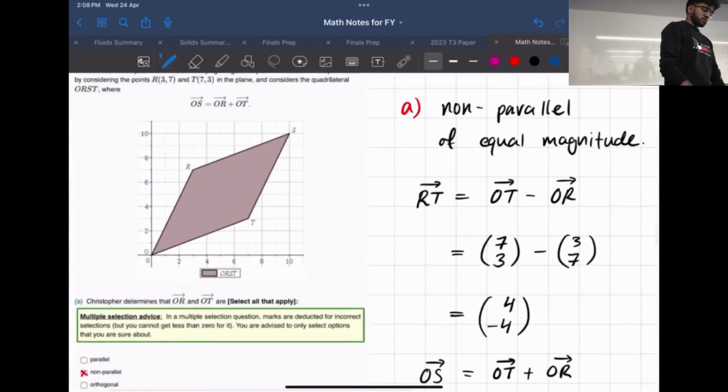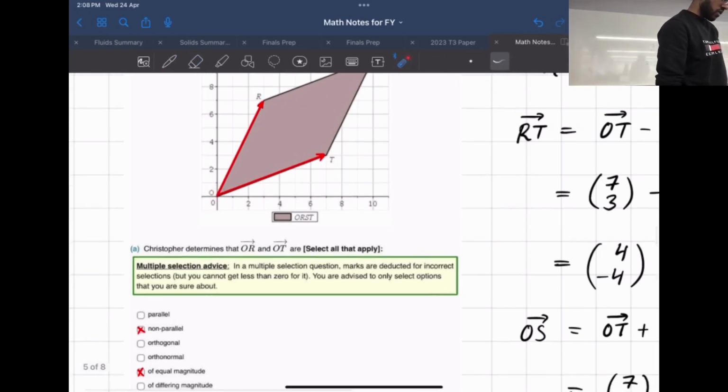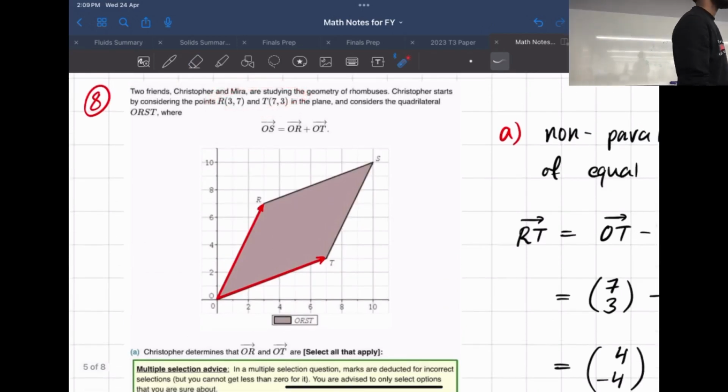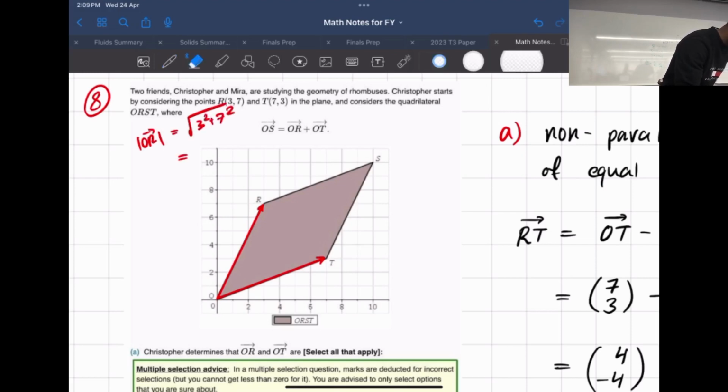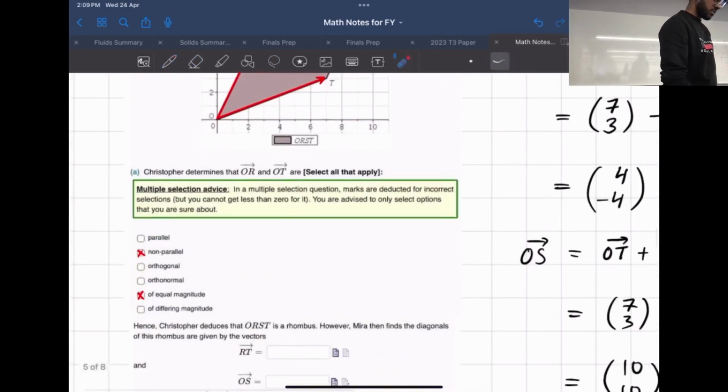Okay, this question. So OR is what we have here, and OT is here. What we know for sure is that they're not parallel, because they meet at one point. Obviously parallel lines never meet. And also they're equal in magnitude. You can just see by looking at R and T. So we can say that the size of OR is square root of 58, which is equal to the size of OT. Yeah, so they're equal now. So we're going to be checking these two boxes.